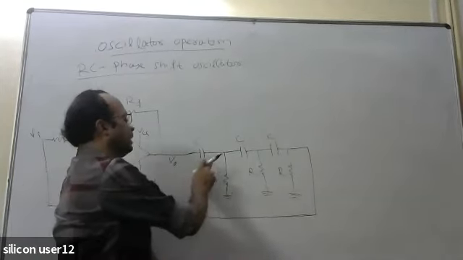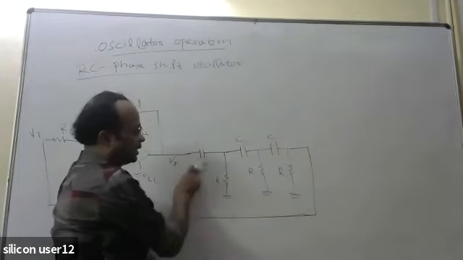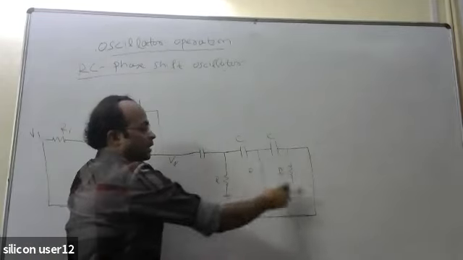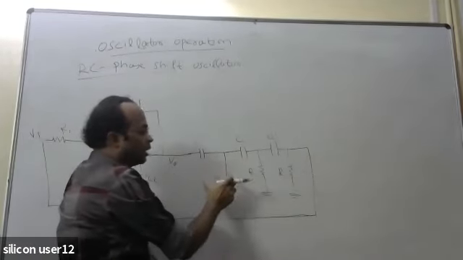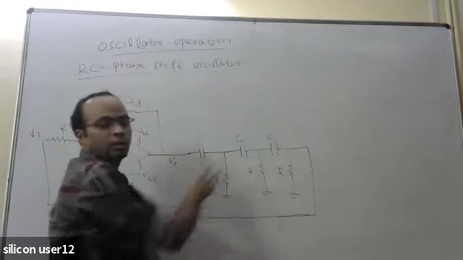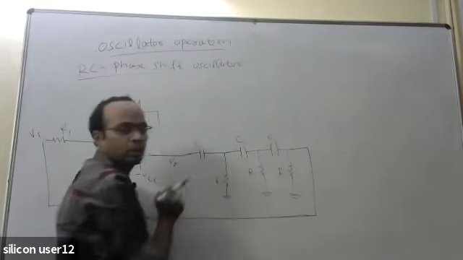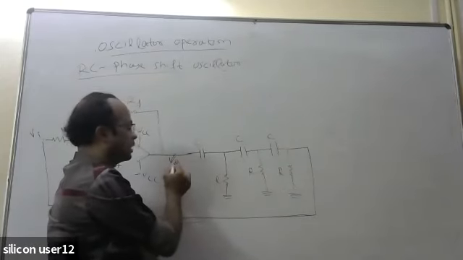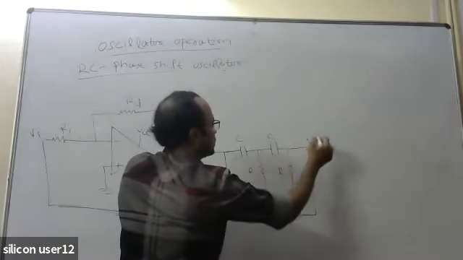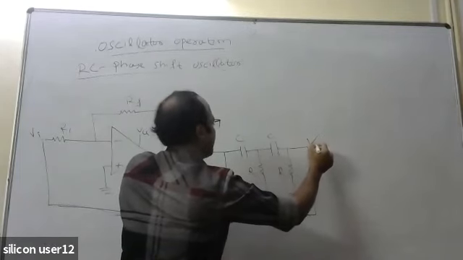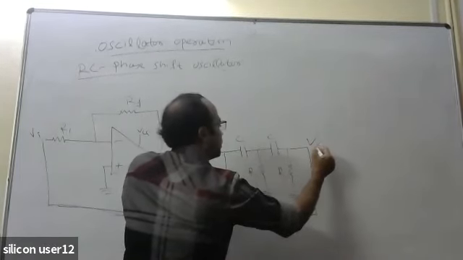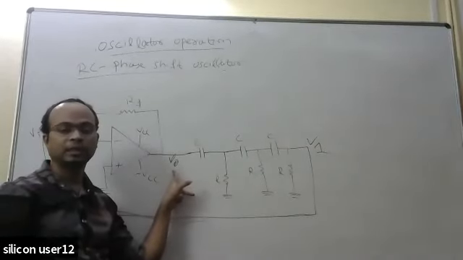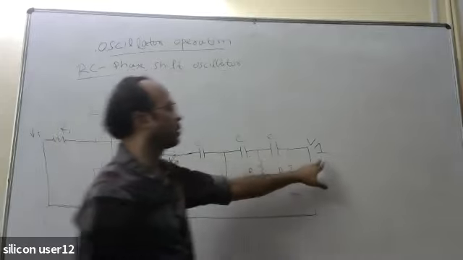Here 3 RC networks are there. This one is one RC network, this one is another RC, and here is another RC. So each will have 60, 60, 60. In total it will be a 180-degree phase shift by these 3 RC networks. So whatever this V0 was, let's say this is V1. V1 is again 180-degree phase shifted compared to V0.